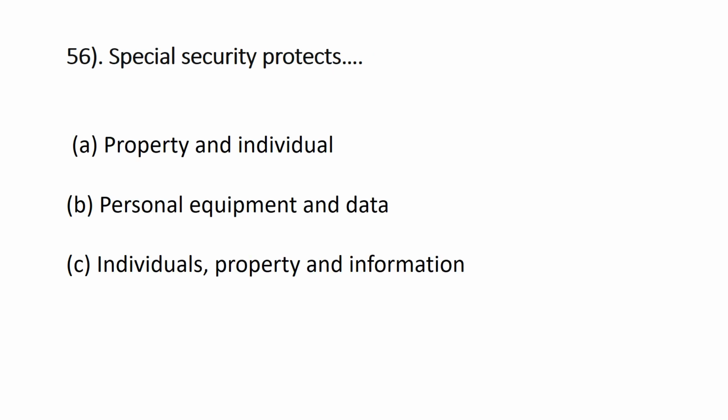Question number 56. Special security protects: A, property and individual; B, personal equipment and data; C, individual property and information. Special security always protects people, property and information, right? That's why C is the correct answer. Special security protects individual property and information.